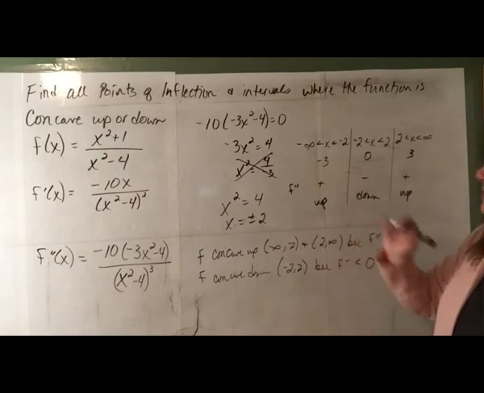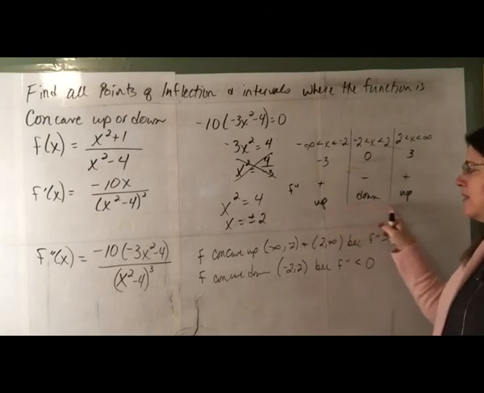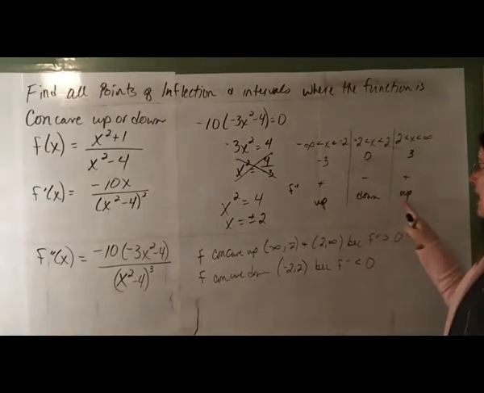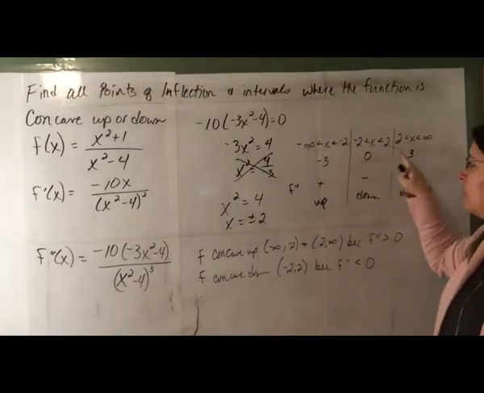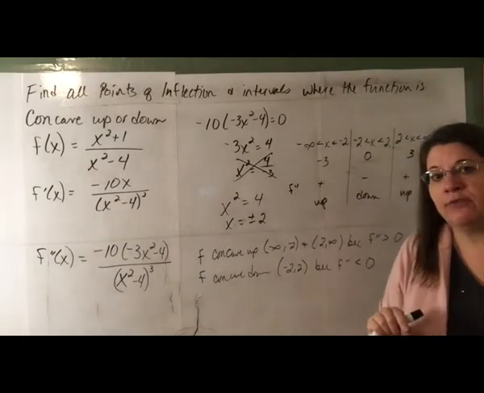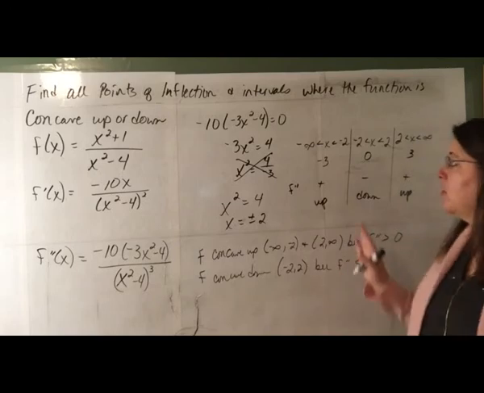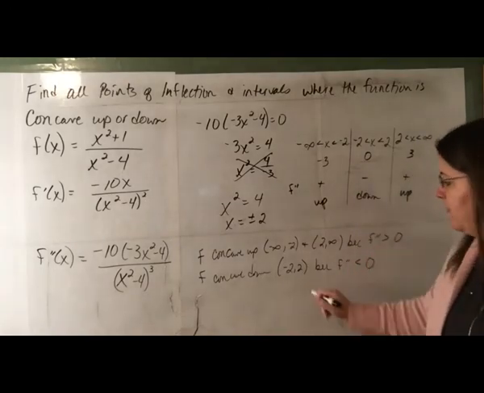And then it also asked me to find the points of inflection. Okay, so it appears from our chart that we might have a point of inflection here because it changes from concave up to concave down and from concave down to concave up. But we do need to consider what's happening at these x values. Since those x values are undefined on the original function, we cannot say that they're points of inflection because those are in fact asymptotes.